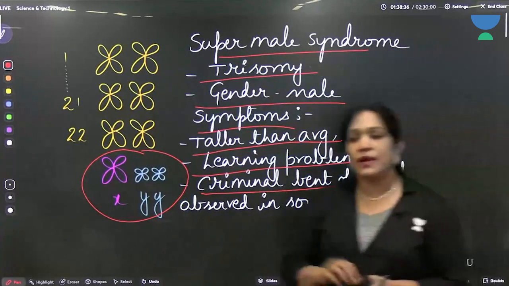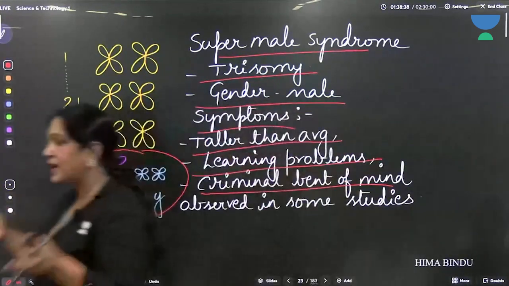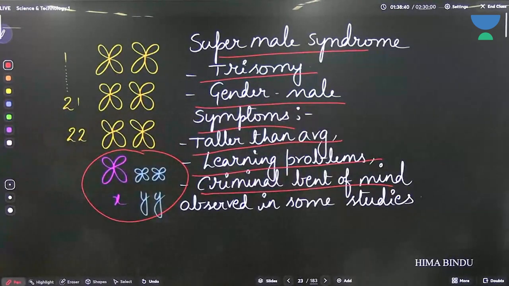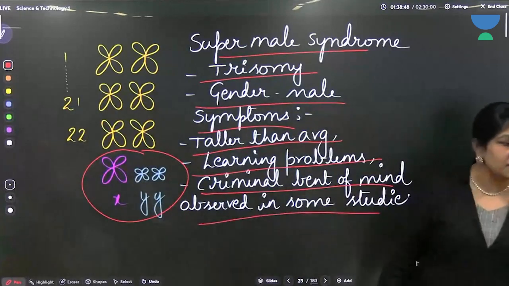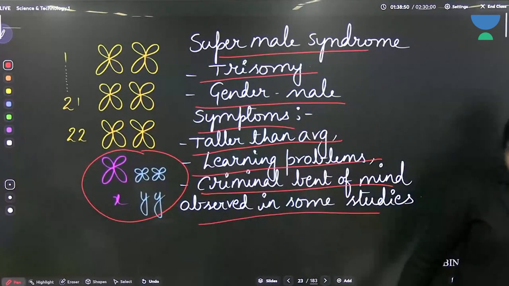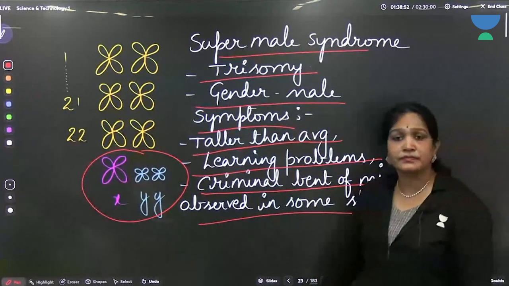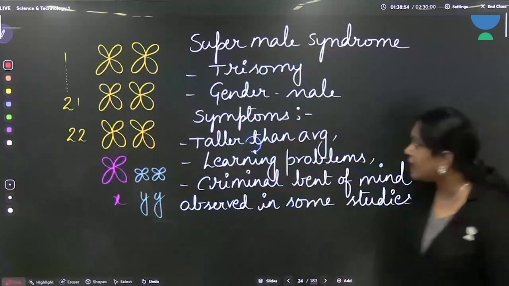Okay, so it means what? They understood and added a symptom that they have a criminal bent of mind, but it doesn't mean that all of them will do the crimes. Observed in some studies. So is super male syndrome clear for all of you? Okay, yes. Fine. Next one.